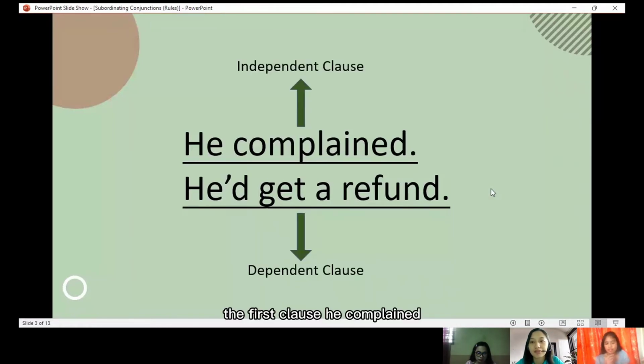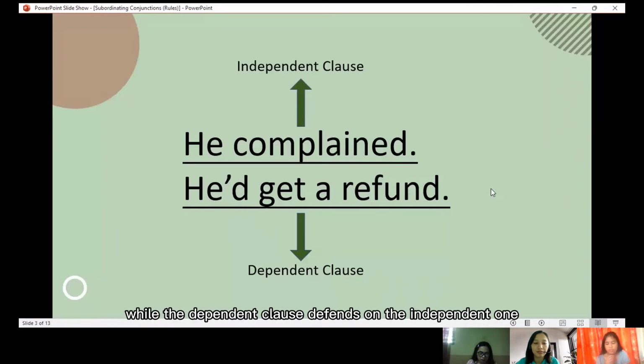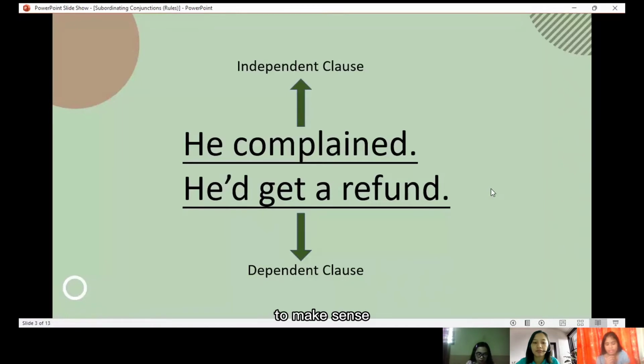The first clause, he complained, is an independent clause that can exist alone, a clause that has a subject and verb. The second clause, he'd get a refund, is a dependent clause. It raises the question why, or what is the reason why he'd get a refund. There is something missing, which is the cause or the reason. Again, the independent clause could stand alone while the dependent clause depends on the independent one to make sense.